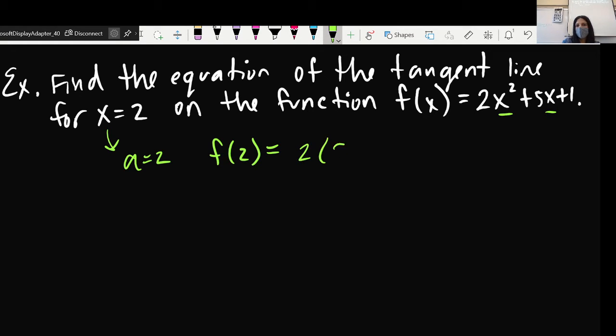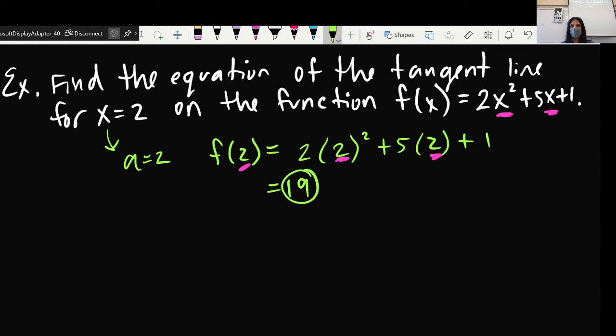So in here, I'm just going to plug in a 2 wherever there was an x. So I'd have 2 times 2 squared plus 5 times 2 plus 1. And so that it's super clear, what I'm saying is where there was an x there, that's where I've plugged in this 2 here, and that's where we're getting our values from. When we go and do all of that, we find that it's equal to 19. So I'm going to circle that because we're going to need it.